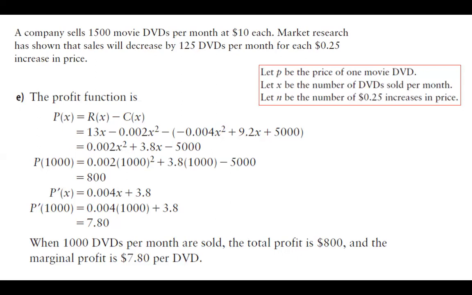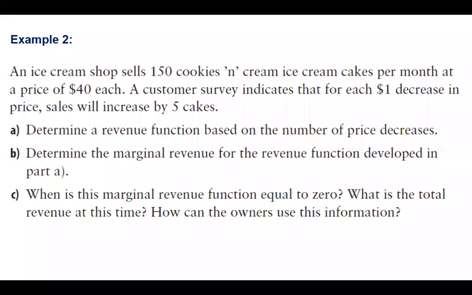No? Okay, then let's have a look at another example in the business and economics domain. This time, we have an ice cream shop that sells 150 cookies and cream ice cream cakes per month at a price of $40 each. A customer survey indicates that for each $1 decrease in price, sales will increase by 5 cakes. A, first, determine a revenue function based on the number of price decreases.